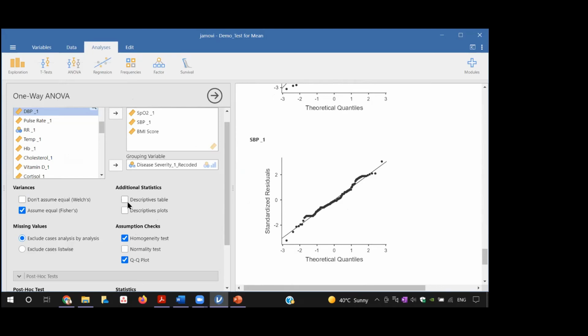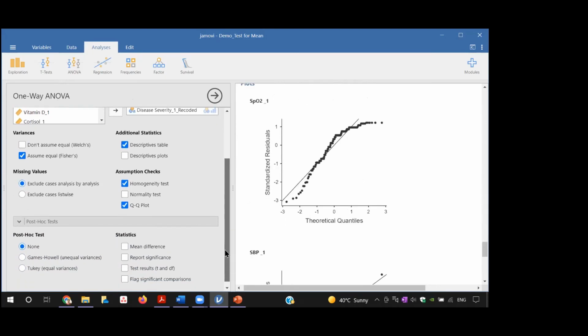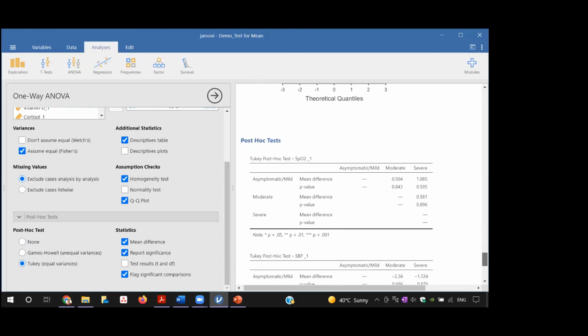So for ANOVA, you want the descriptive table because you want the mean and standard deviation under each category. You want mean difference also for the post hoc. So for post hoc, in case of equal variances, can you see here something is written in the bracket? Equal variances. So the Levene statistic tells you that it is of equal variances. That's why you click Tukey. You report the flag significant correlation and significance, and then you can see the table. This is the Tukey's post hoc test.